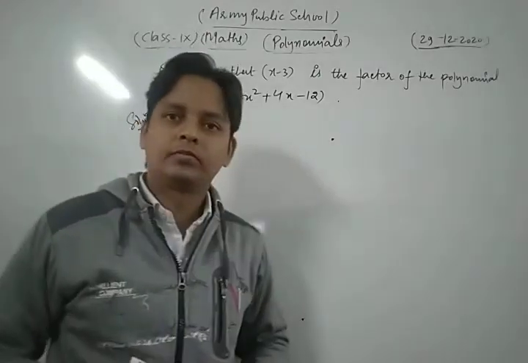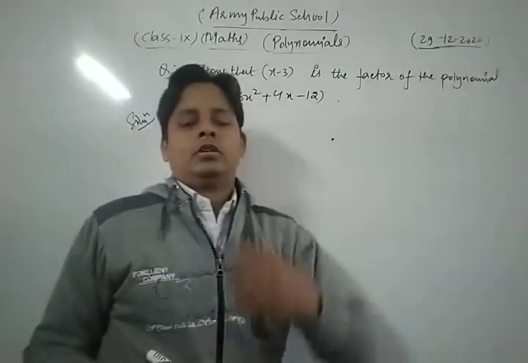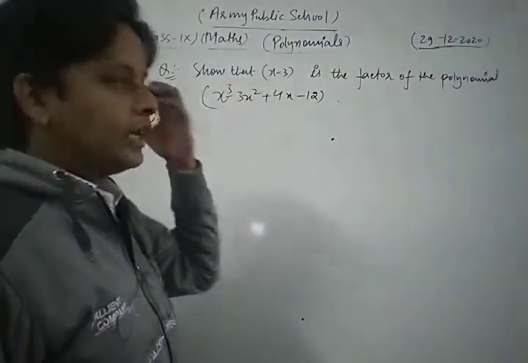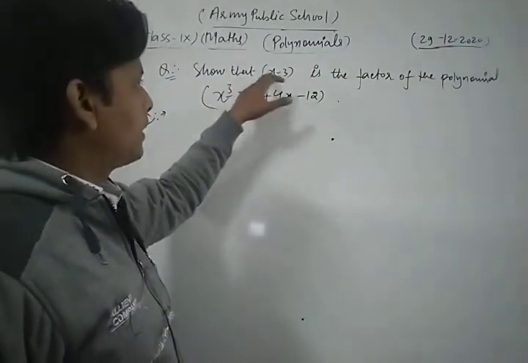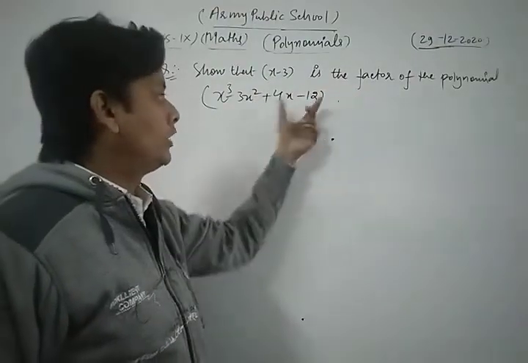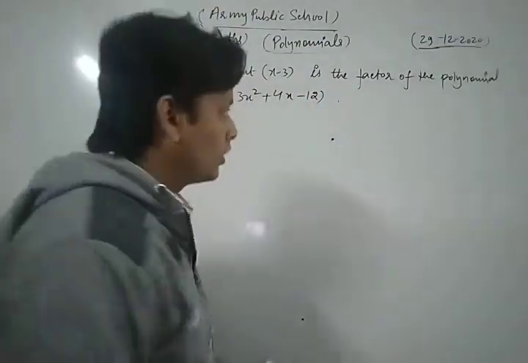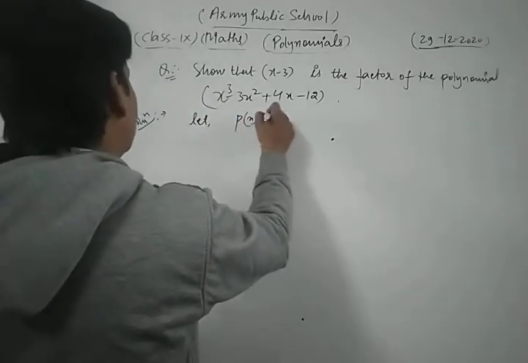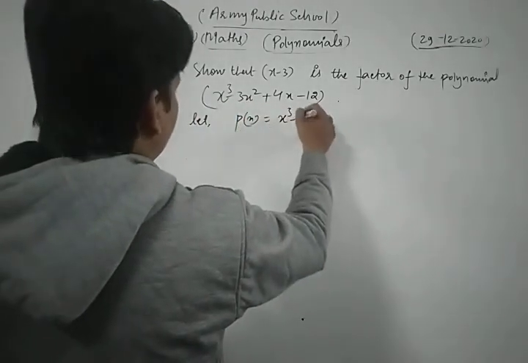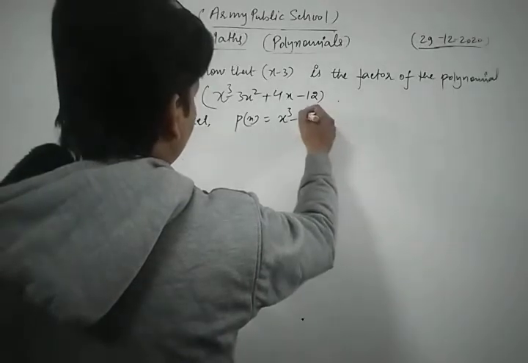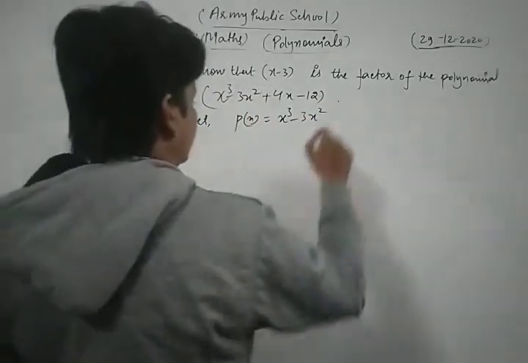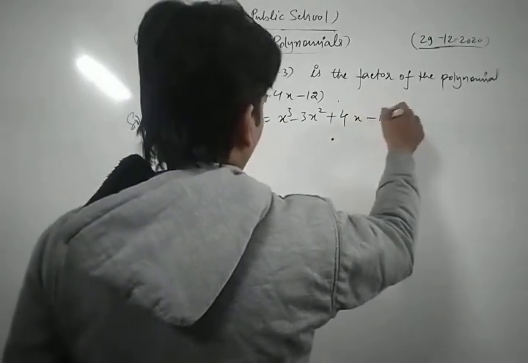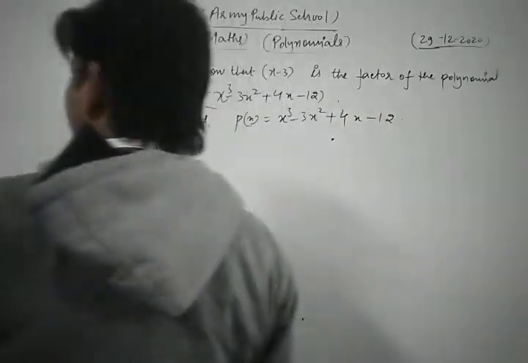Dear friends, in this question we have to show that x minus 3 is a factor of this polynomial. So first of all, let the given polynomial p of x be equal to x cube minus 3x square plus 4x minus 12. Okay.